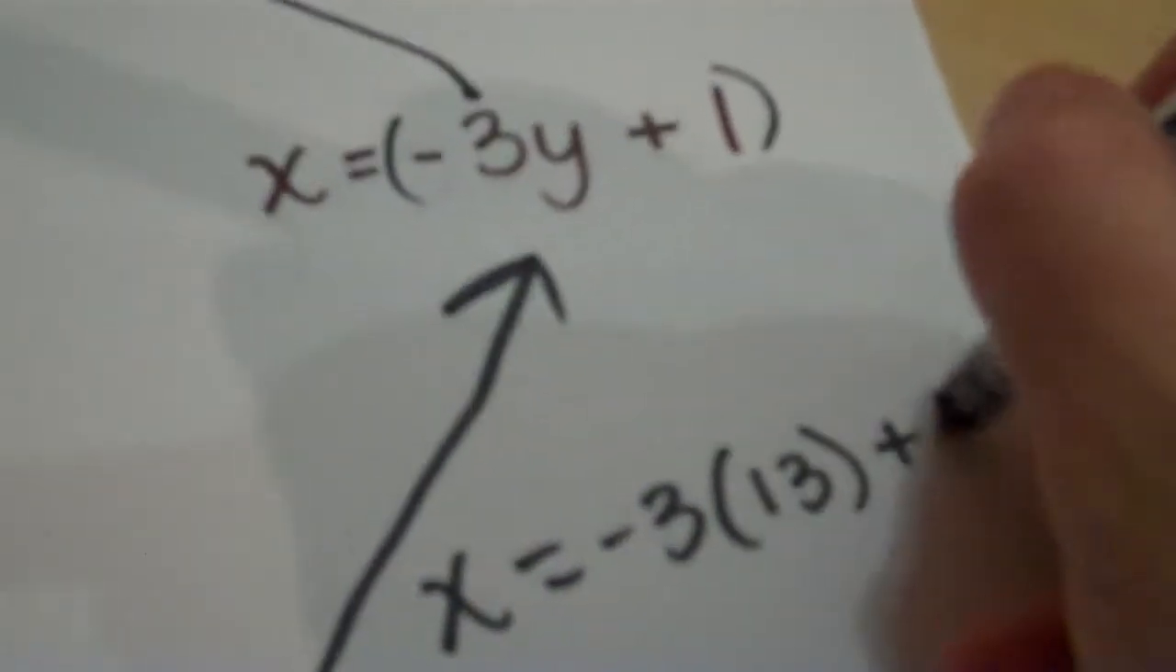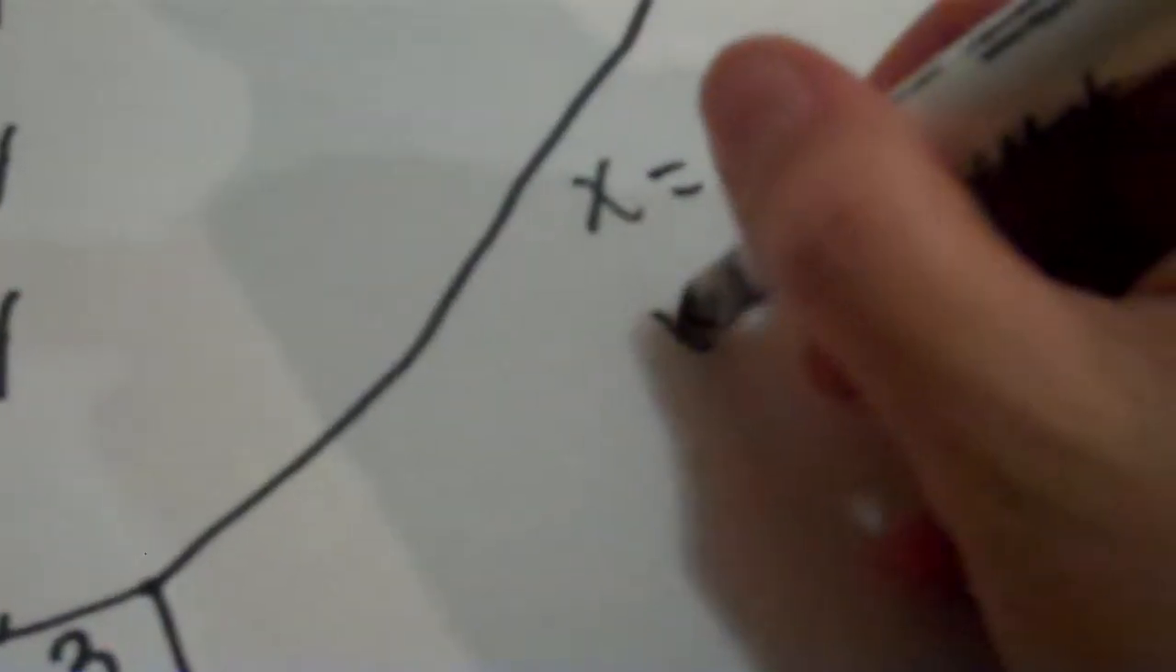Plus 1. Okay? Negative 3 times 13. Negative 3 times 13 is negative 39. And then I put plus 1, and I get negative 38. So x equals negative 38.